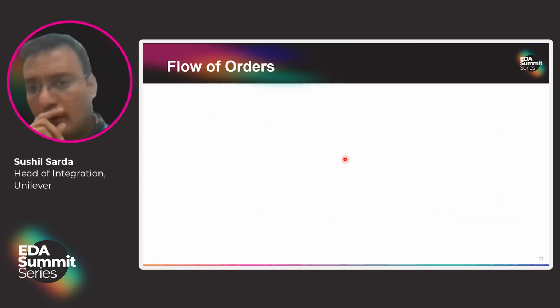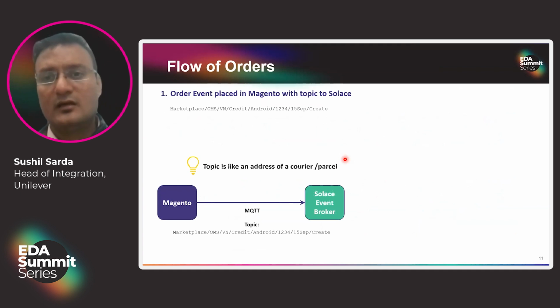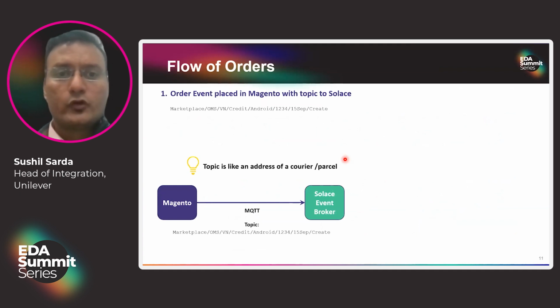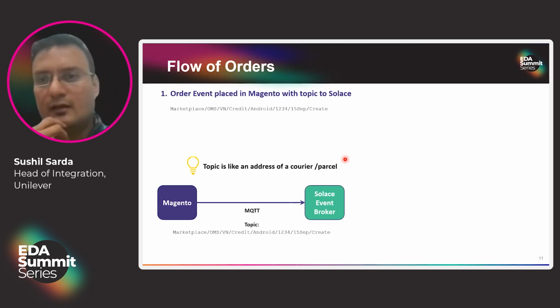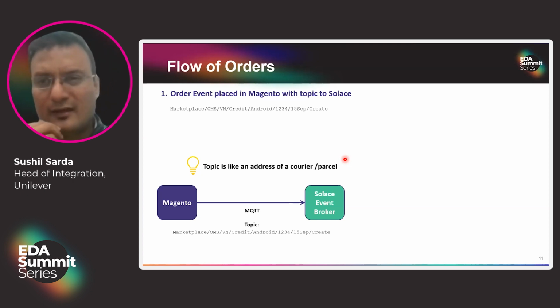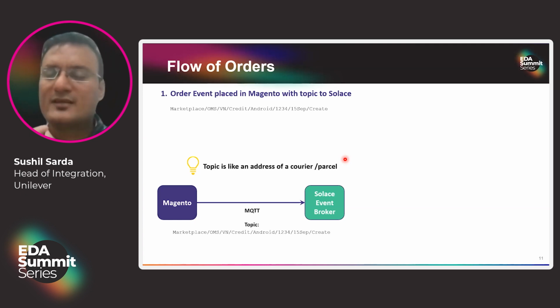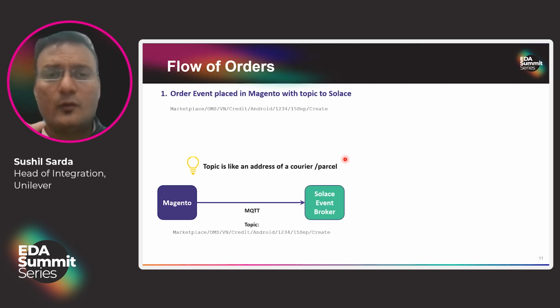Next, let me talk about an example using orders, and how event-driven architecture is working for us. So let's say you have a front-end portal, let's say Magento, and an order is placed there, an order event occurs there. And Magento publishes this order. Magento sends this order to the event broker. So Solace, in this case, we have used Solace. When it publishes a message to the event broker, there's a topic attached to it. When I say topic, a topic is like the address of a courier or parcel. Using the topic, you can uniquely identify your message.